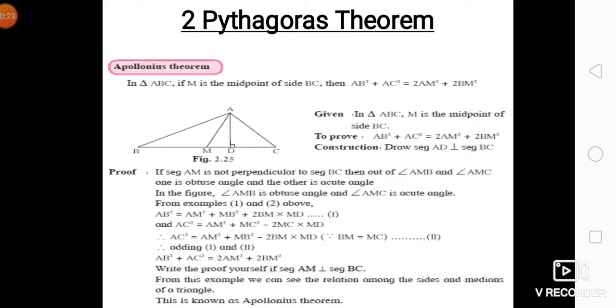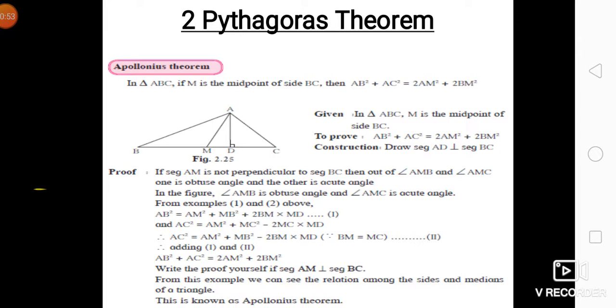In a triangle ABC, if M is the midpoint of side BC, then AB square plus AC square is equal to 2AM square plus 2BM square. The figure is given. In that figure, in triangle ABC, M is the midpoint of side BC. We are going to prove that AB square plus AC square is equal to 2AM square plus 2BM square.